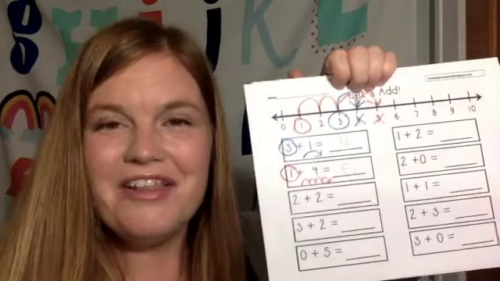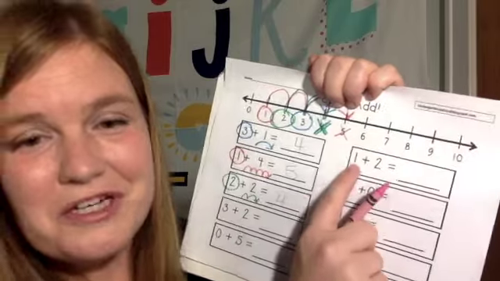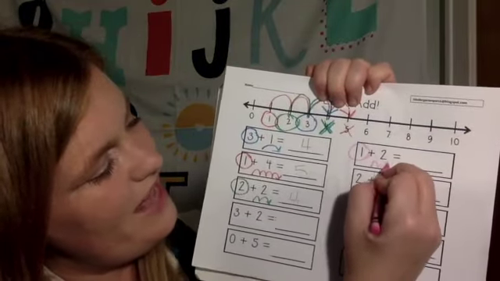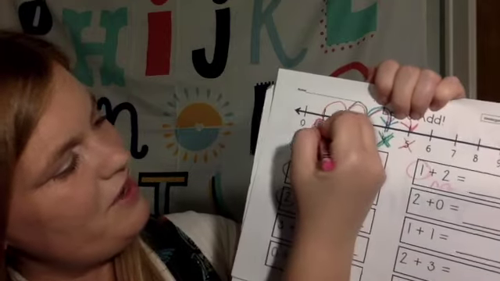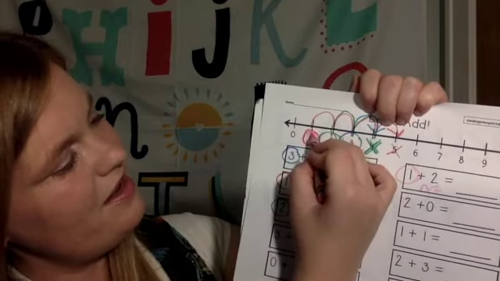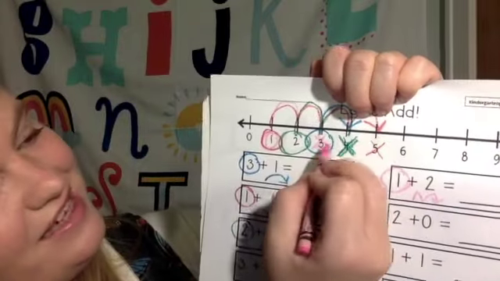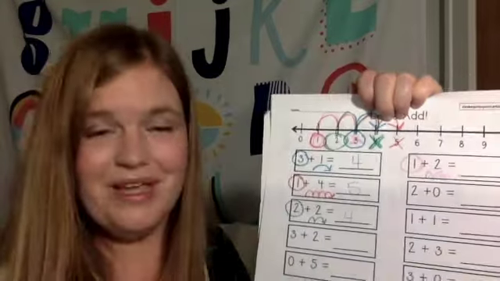I'm going to change my color and do another one. We're going to try this one over here. I'll start at the number 1 and I'll jump ahead 2 more. Here's my number 1 on the number line, and I'll jump ahead 1, 2. Where did I land? At the number 3.